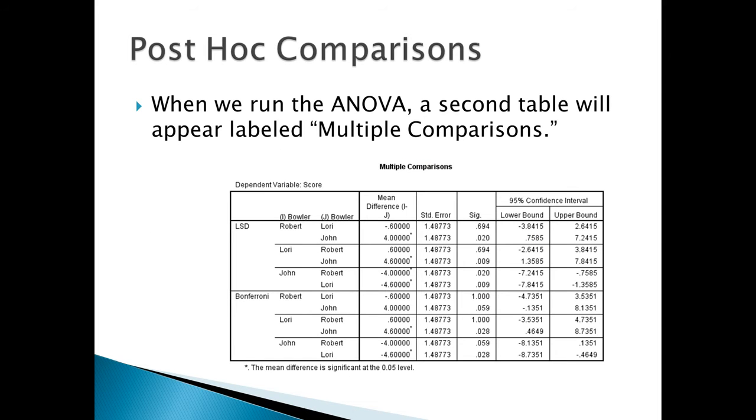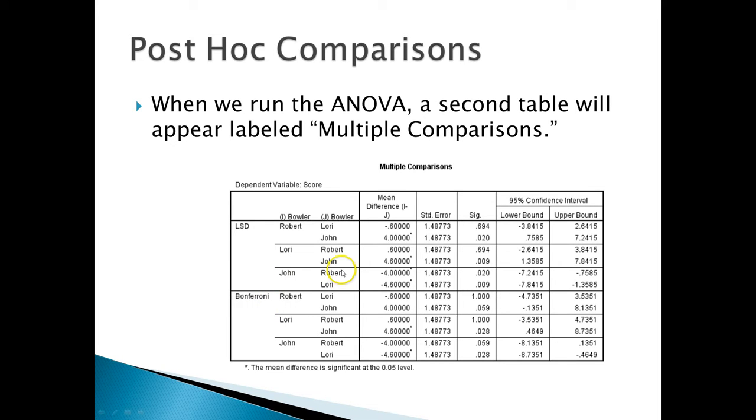So now, when you run the ANOVA, if you've chosen these tests, you get a second table called multiple comparisons. Right? And this is it. Again, significant at the 0.05 level. You can change that if you want to. So the first group here is the LSD, the least significant difference test. The second one is the Bonferroni. So this is giving you the same information, but with different corrections. This one's more liberal, this one's more conservative.